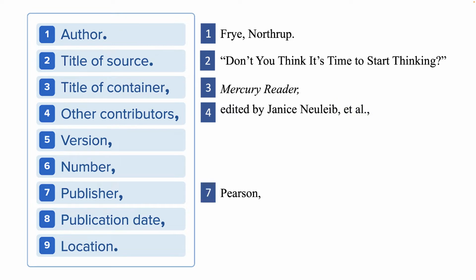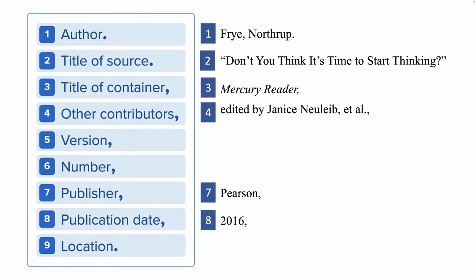We don't have a version or a number, so we skip to our 7th element, which is the publisher, Pearson. It's okay to skip an element if it doesn't exist. When we don't have a version of a text, we simply skip it. We don't have a number, we skip it. After the publisher, we list the publication date.